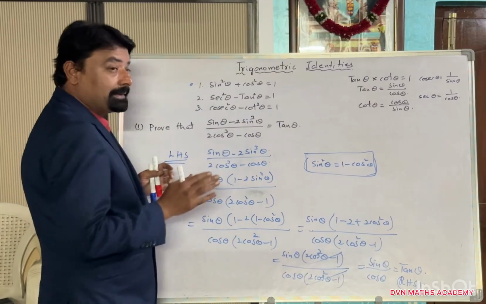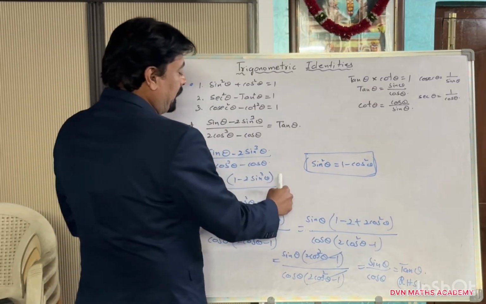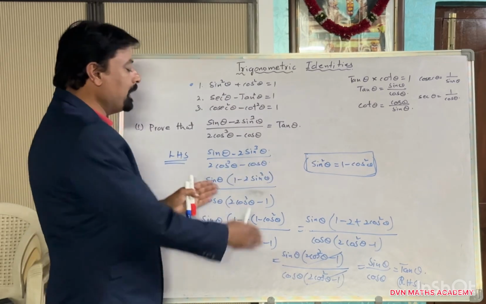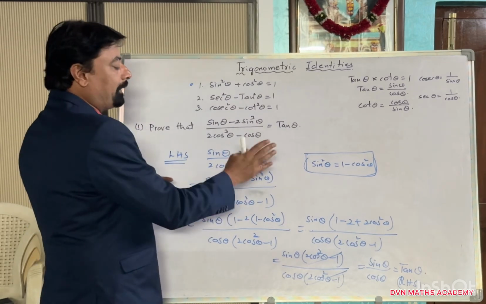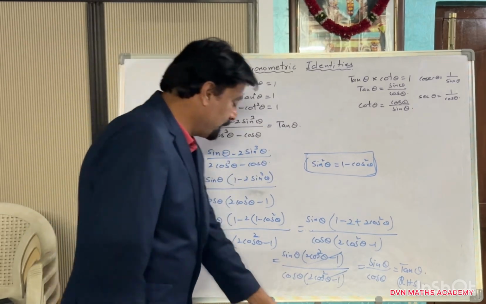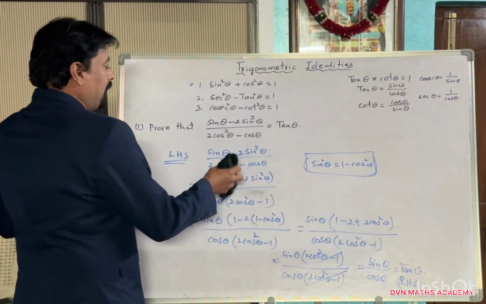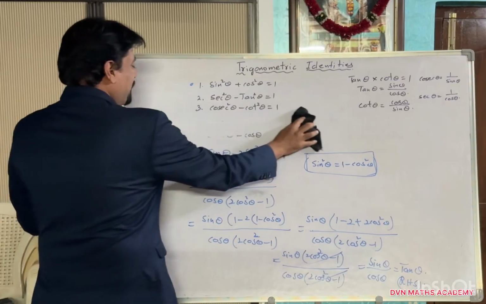And in the exam, wherever you are using any identity, you want to mention that identity in the bracket, due to which identity you are writing that step. Otherwise, you lose your marks. So every identity you want to mention while solving the question. So this is my first question.